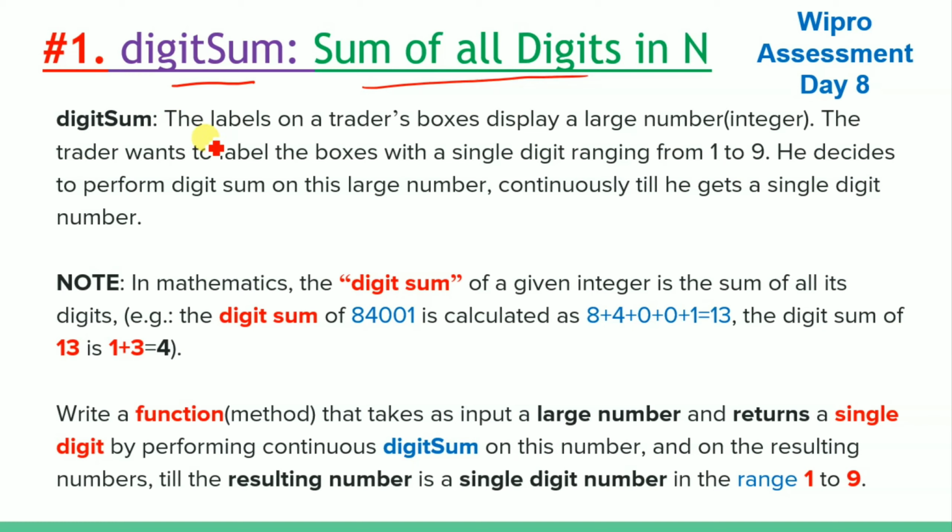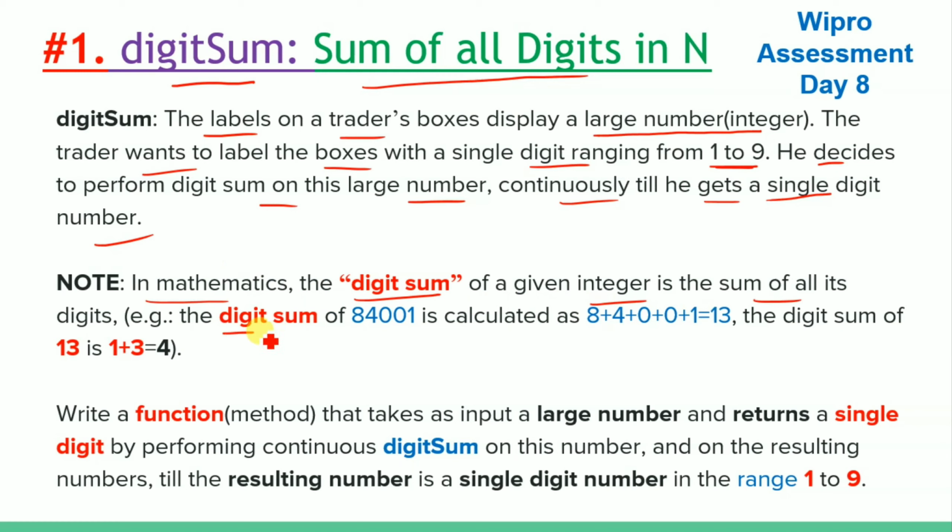Here the statement is given as: the labels on a trader's boxes display a large integer number. The trader wants to label the boxes with a single digit ranging from 1 to 9. He decides to perform digit sum on this large number continuously till he gets a single digit number. Note that in mathematics, the digit sum of a given integer is the sum of all its digits.